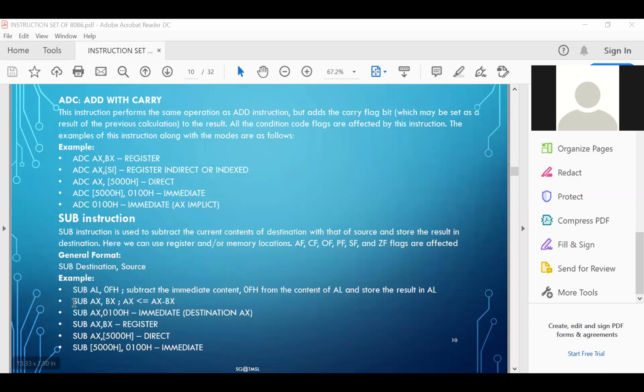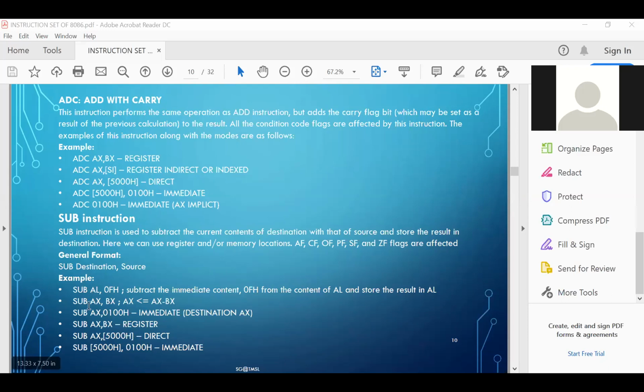Like in this case, SUB AL, 0F. The function of this instruction is that 0F must be subtracted from AL, and the result must be stored inside the AL register. Okay, so always the second one, which is your source, must be subtracted from the destination. Always the source must be subtracted from the destination.